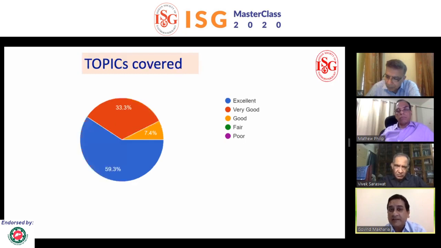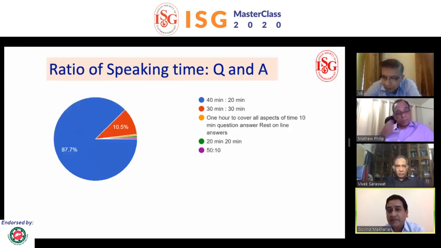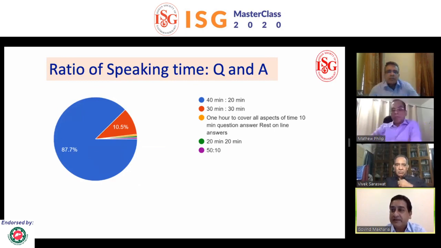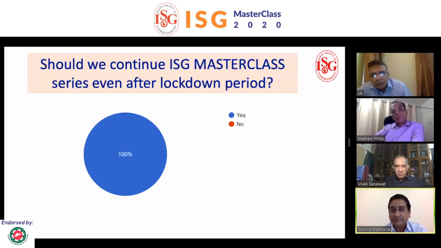Topics covered have been good and excellent, and certainly all the topics we covered were typical CMEs which happen in any conference, and we had wonderful speakers. We also asked the question, what format do you like to have? It's about 40 minutes of speaker's time and 20 minutes of question and answer session, or half an hour and half an hour. Most people say that this format we follow, 40-20, they feel is good.